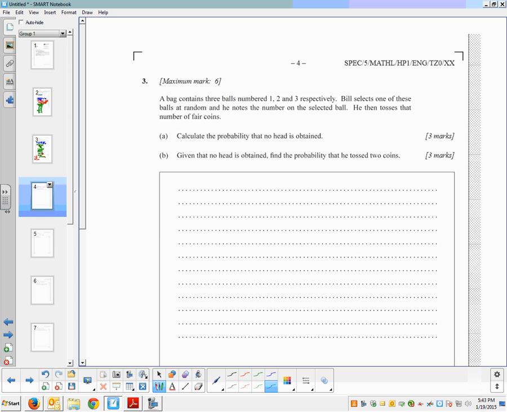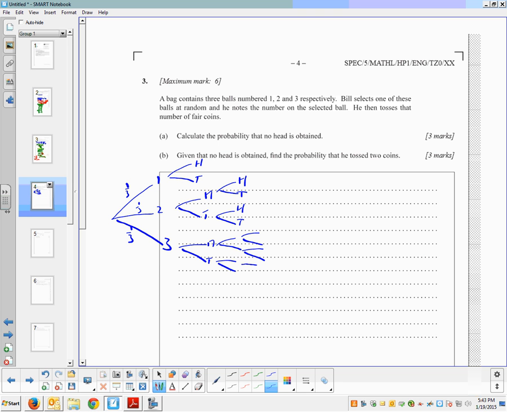If you think about this like a tree diagram, there's 3 possibilities for the balls, all equally likely. And then for that coin there's only heads or tails. For that coin there's 2 branches, and for this coin 3 branches. 8 possible outcomes. And the question is, find the probability of no heads.